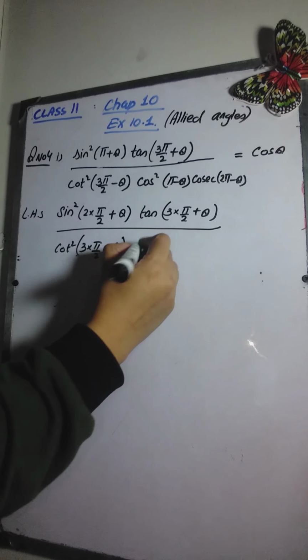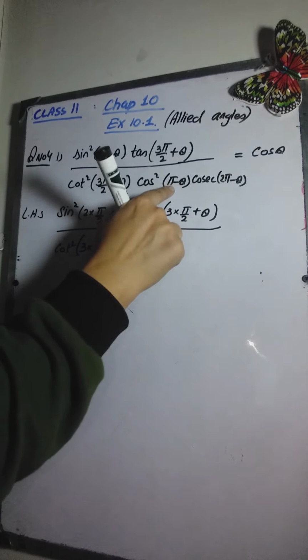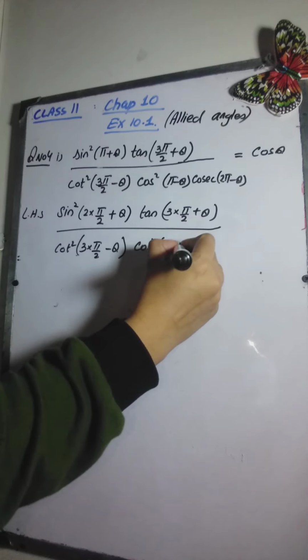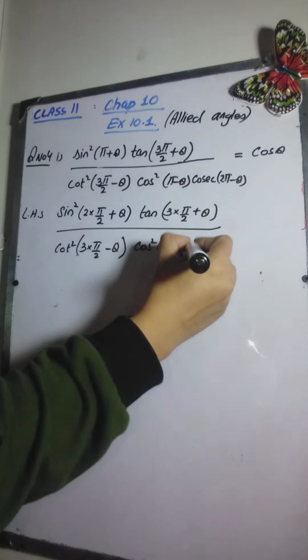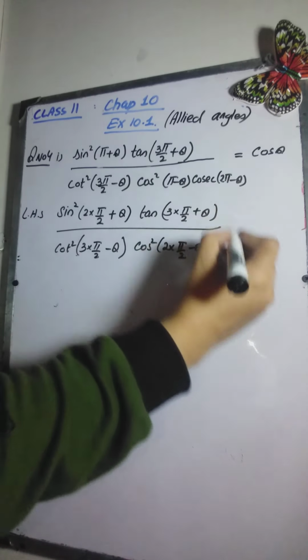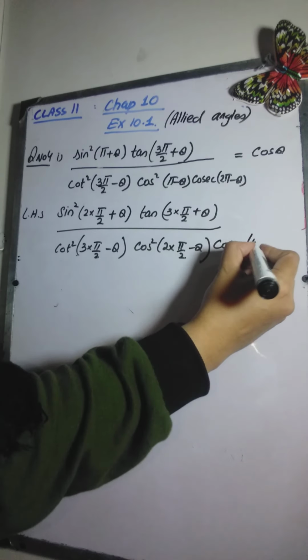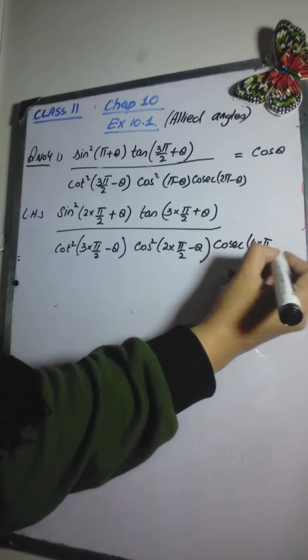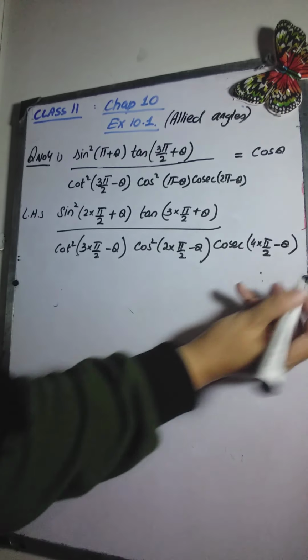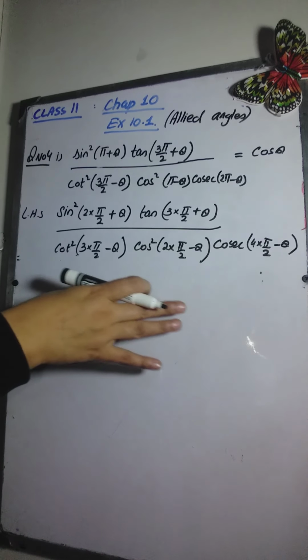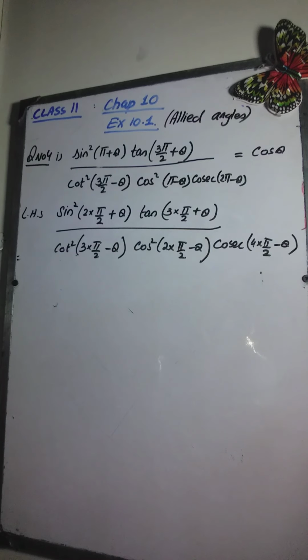and cos square pi is again an even multiple of pi by 2, minus theta, and cosecant of 2 pi can be written as 4 times pi by 2. I am writing in the form of multiples of 90 so that I can use the properties of the allied angles to get these values. Okay, now let's start.